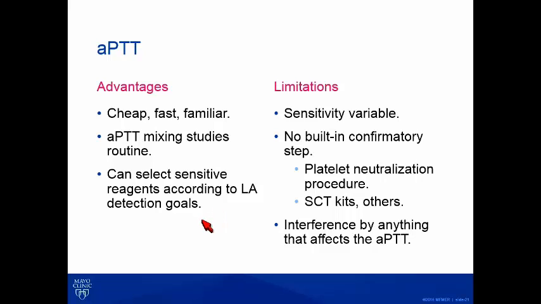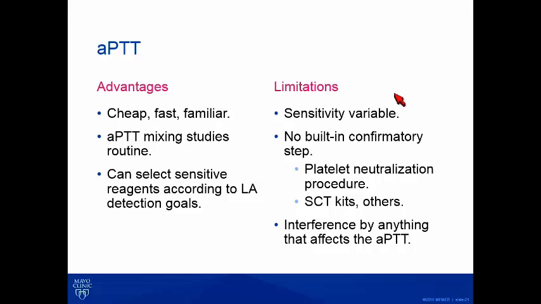So if you're in a quaternary hospital where lupus anticoagulants are nuisances that lead mostly to delays in procedures and unnecessary testing, then you might want to pick one that's less sensitive. If you're in a coagulation lab and you're doing a lot of lupus anticoagulant testing, well, then you'd want one that's more sensitive.